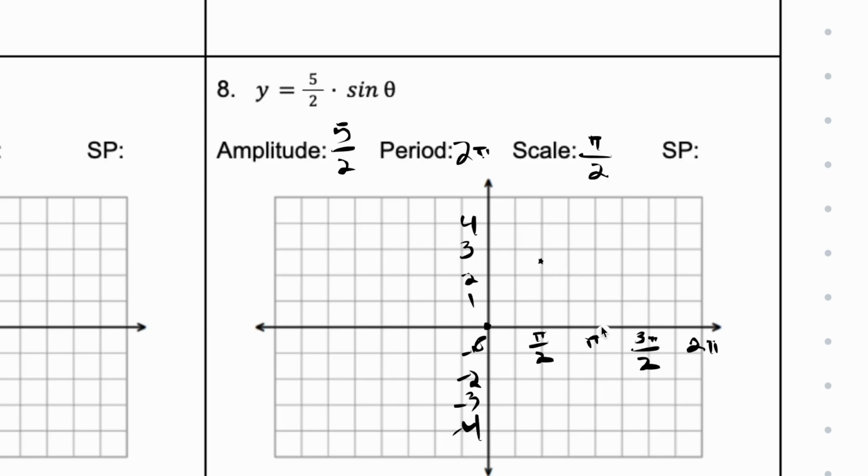Okay, now we have pi. Sine at pi is going to be 0. And 0 times 5/2 is just going to be 0. At 3 pi over 2, sine at 3 pi over 2 is going to give us -1. -1 times 5/2 is going to give us -5/2. And 2 pi, sine at 2 pi is going to be 0. 0 times 5/2 is 0.